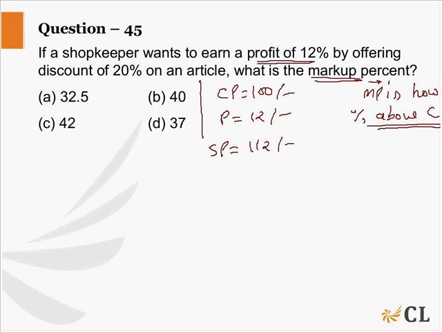Okay. Now, discount is on mark price. Discount का base हमेशा mark price होता है. If I assume mark price is X, so after 20% discount on this, you will get selling price. So I can say 80% of X is 112.